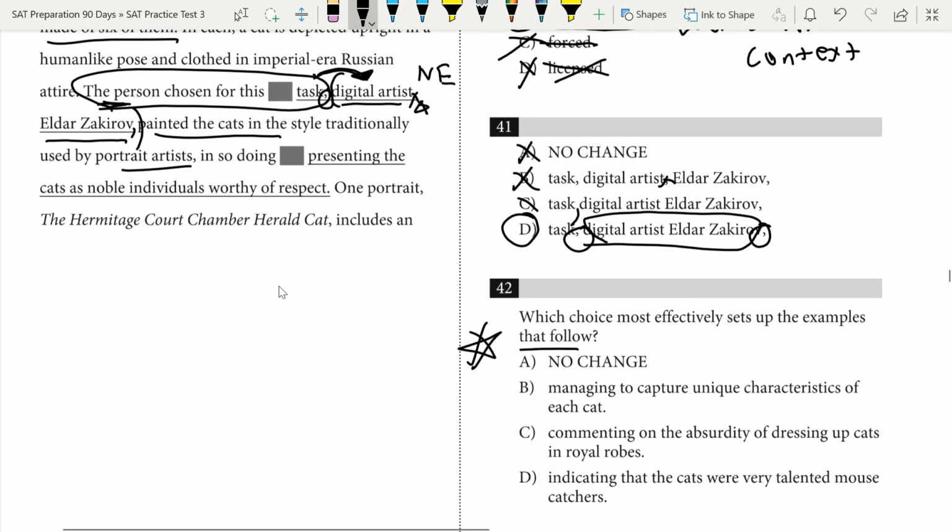Okay, so we have A, presenting the cats as noble individuals worthy of respect. Yes, because we're talking about nobility and royalty as far as how we're portraying these cats. B, managing to capture the unique characteristic of each cat. We're not doing that. We're really just comparing them to nobility and royalty. C, commenting on the absurdity of dressing up cats in royal robes. We're not commenting on the absurdity. D, indicating the cats were talented mouse catchers. Not even close. That's way off topic. All right, so 42 is going to be A.